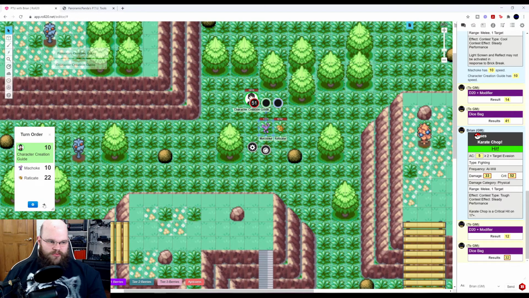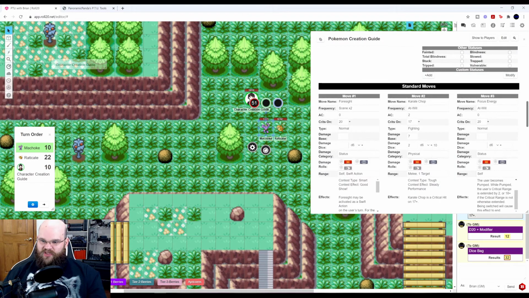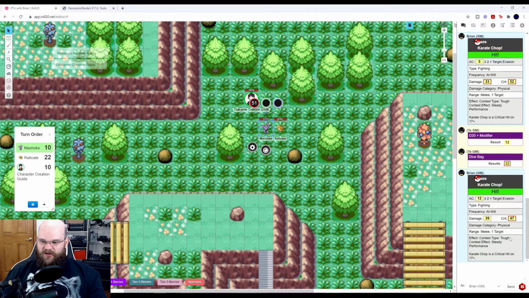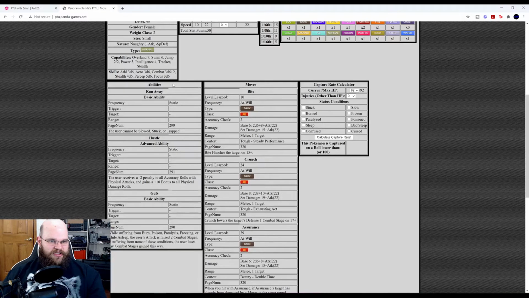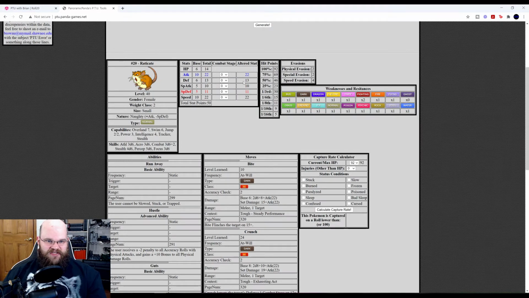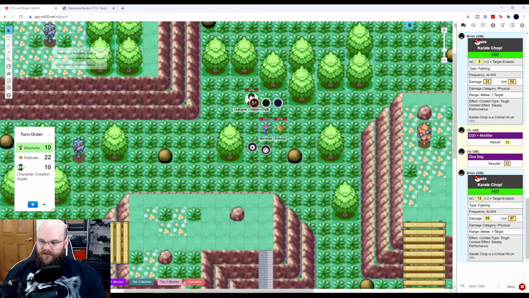So, trainer turn, we'll just skip, go to Machoke. He's going to try to Karate Chop again because it's at will. We're really going to try to get that crit. Do we? We get close, but not quite. So we deal it 39 physical fighting damage. Let's go to our stats here. Has a defense of 13. 13 from 39 leaves us with 26. We double that to 52. So in one hit, he's over half KO'd.